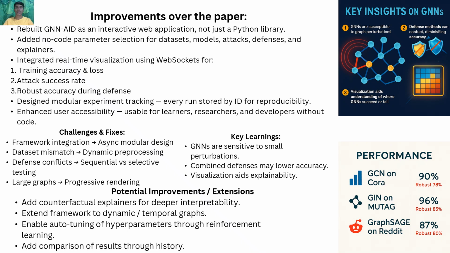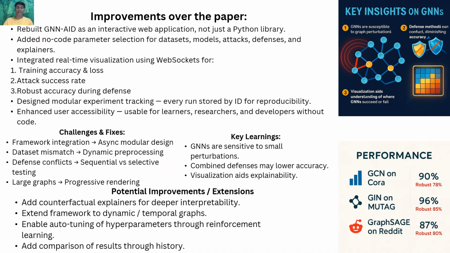This slide shows the key improvements we made over the original GNN-AID paper. While the original version was just a Python library, we rebuilt it as a complete interactive web application that's easier to use and visually more informative. Main improvements. We introduced a no-code interface for selecting datasets, models, attacks, defenses, and explainers, making it accessible to non-programmers.